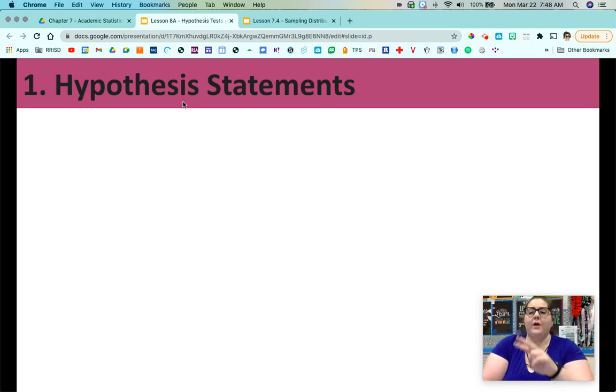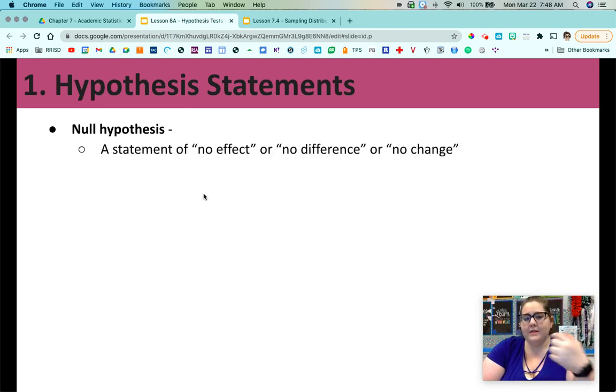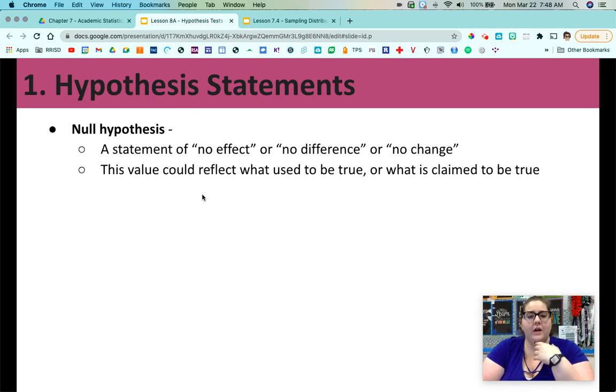There are going to be 2 hypothesis statements that we write. The first one is called the null hypothesis, or the initial thought process. It's a statement of no effect, no difference, no change. This value could reflect what used to be true or what is claimed to be true. And we use an equal sign to write that out.